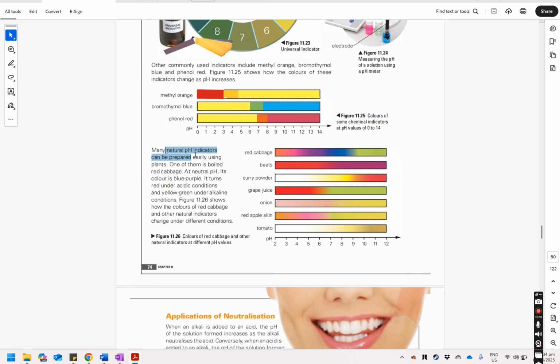Okay, and then there are also natural pH indicators such as the red cabbage. So this is your 11.2.3 C, which we will not do. Okay, so you can see the variation in colors as pH changes.